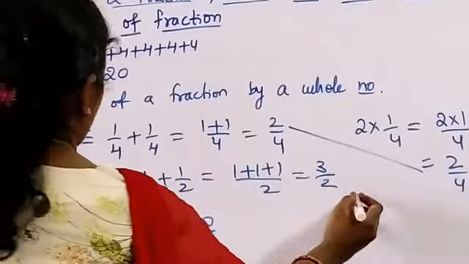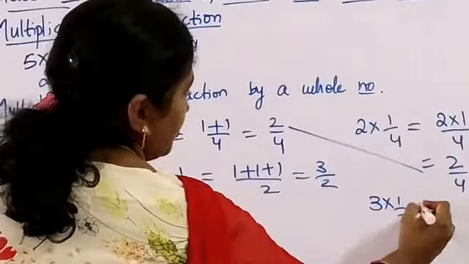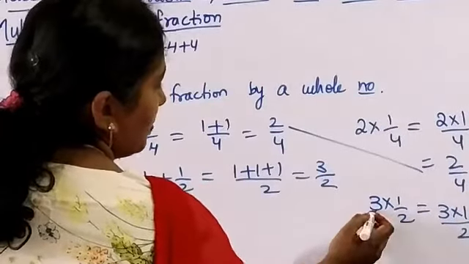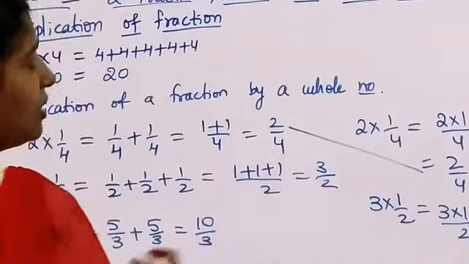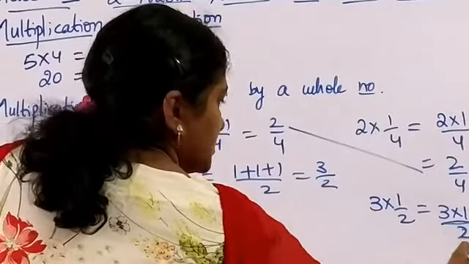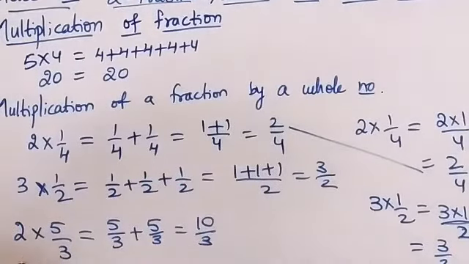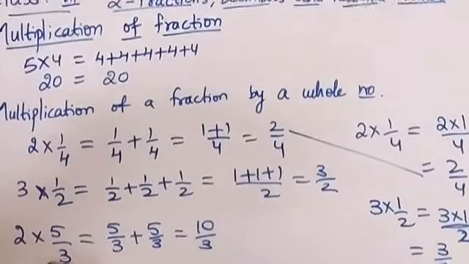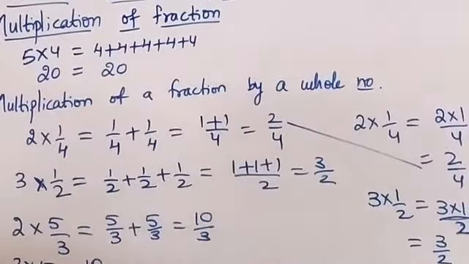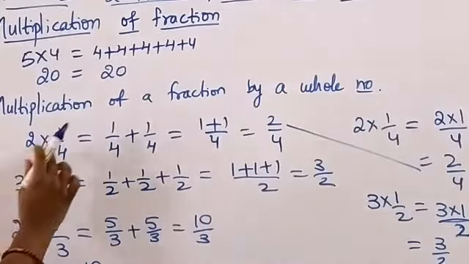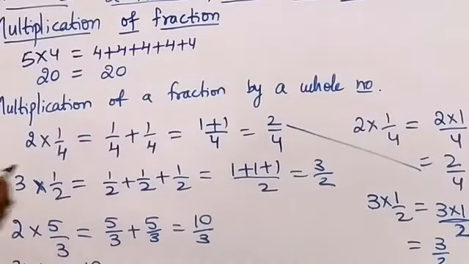Now if you observe this one, 3 into 1 by 2 means what? Multiply the whole number with the numerator in the fraction by keeping the denominator as it is. That is 3 by 2. Coming to here, 2 into 5 by 3 means 2 into 5, that is 2 5s are 10, 10 by 3. So multiplication of a fraction by a whole number gives you: multiply the whole number with the numerator in the fraction by keeping the denominator as it is.